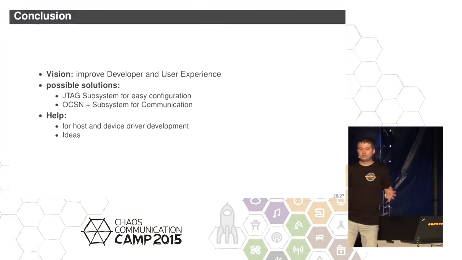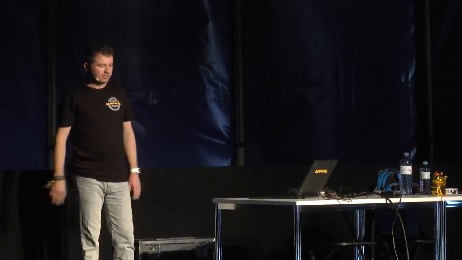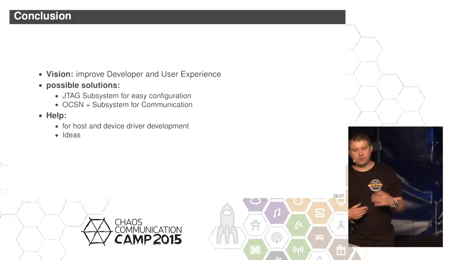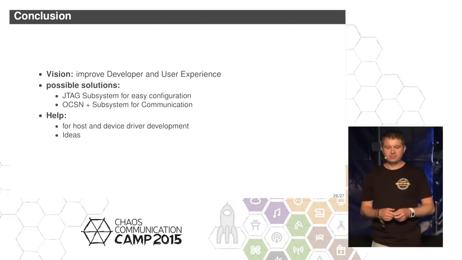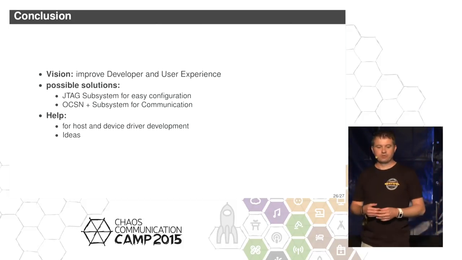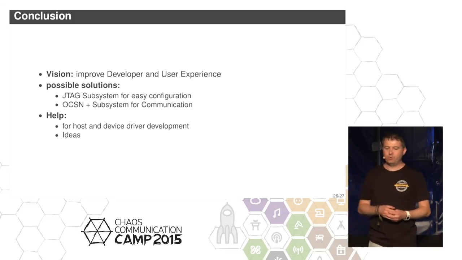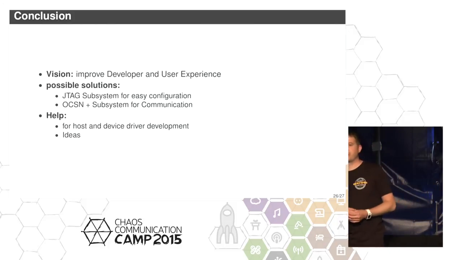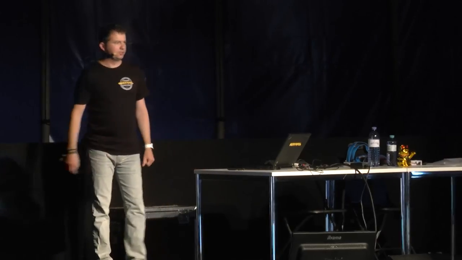So, what I showed you is my vision of how to improve developer and user experience. I hope that I get a lot of different ideas from the community on how I should go on and possibly change some things. At the moment, I have the JTAG subsystem, as you have seen, available, and I have the OCSN subsystem for communication. And if someone wants to help, I'm really open to host and device driver developers and even to ideas to change some parts of my solution. So I'm at the end of my talk. Thank you for your attention and for attending my talk. Do you have any questions?